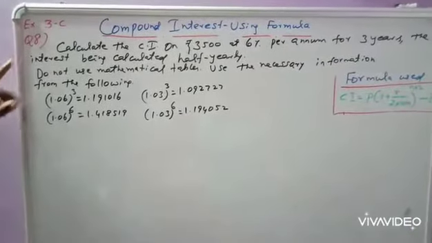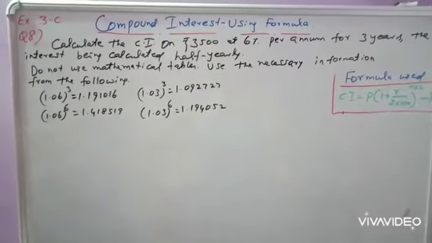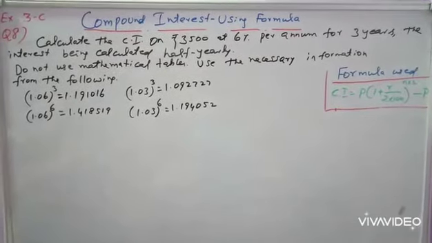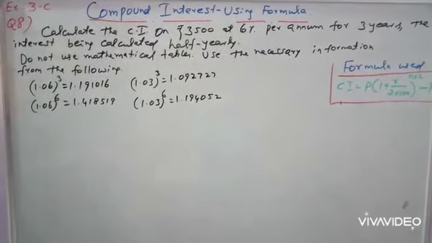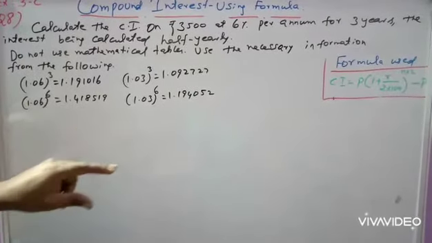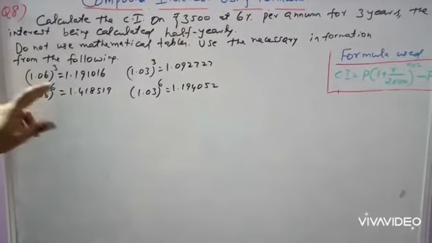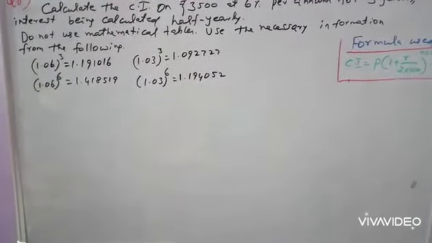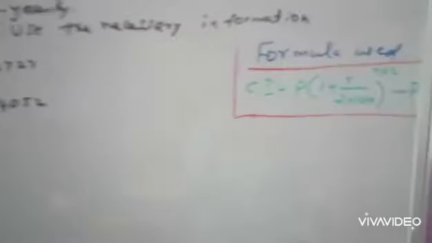Next question, question number 8. Calculate the compound interest on rupees 3500 at 6% per annum for 3 years, the interest being calculated half-yearly. So here they have given some hint: do not use mathematical tables, use the necessary information from the following. So we have some figures like 1.06 power 3 equal to something, 1.03 power 3 equal to something, all those things.